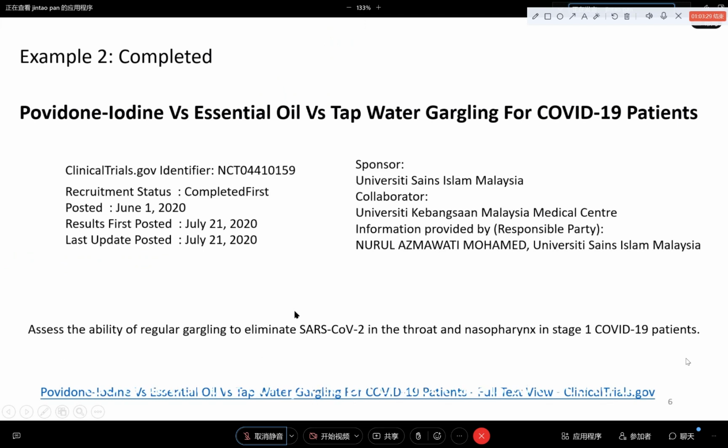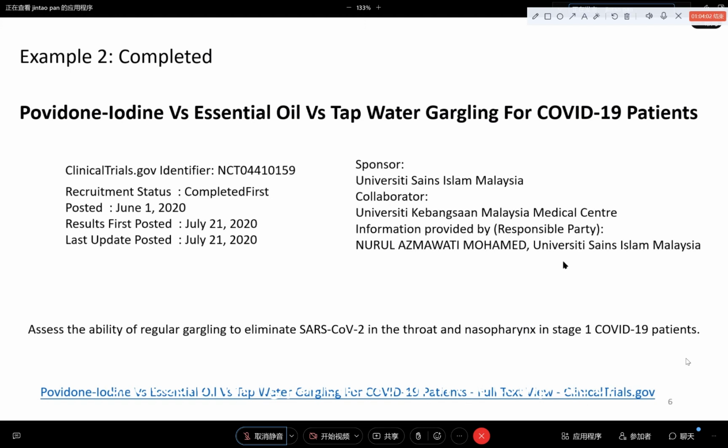Example 2 is about a complete clinical trial up to phase 2. I chose a simple example about three different liquids for COVID-19 patients. They aim to assess the ability of regular gargle to eliminate COVID-19 in the throat and nasopharynx in stage 1 COVID-19 patients.